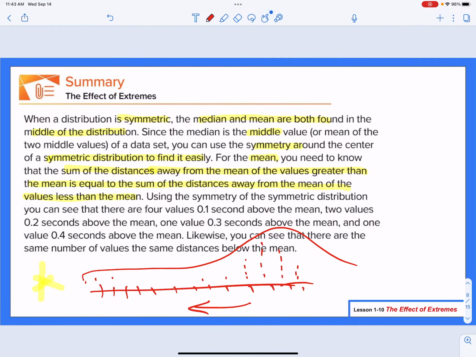So the extremes are going to have an effect on things. They're definitely going to have a larger effect on the mean than they will the median, depending on the number of values you're dealing with, okay? So keep that in mind when you're looking at numbers. Those far extreme values are often what we call outliers, and we'll talk more about that in some upcoming lessons.